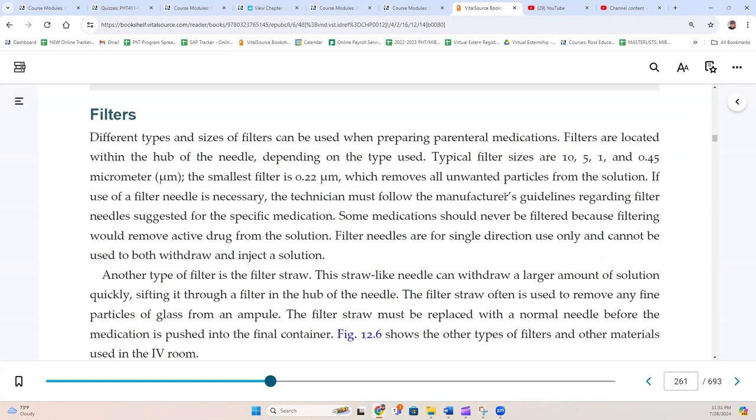If use of a filter needle is necessary, the technician must follow the manufacturer's guidelines regarding filter needles suggested for the specific medication. Some medications should never be filtered because filtering would remove active drug from the solution. Filter needles are for single direction use only and cannot be used to both withdraw and inject a solution.